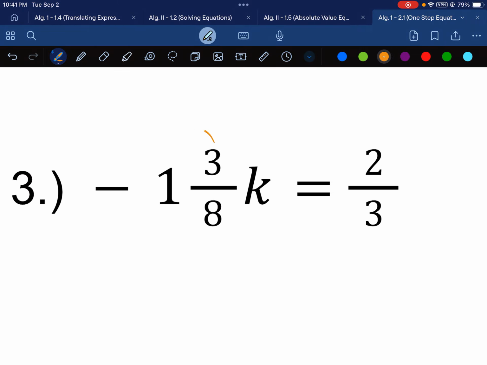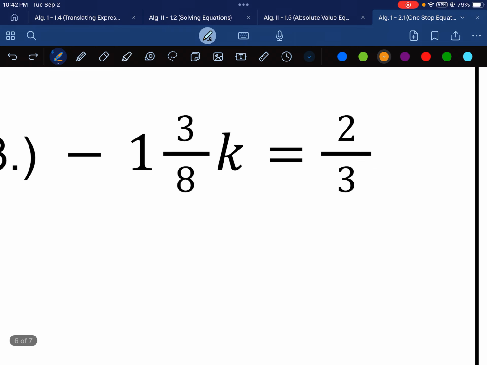Number 3 here, -1 and 3/8 k equals 2/3. So this is a mixed number. In order to actually complete this problem and get rid of the fraction with k, which is our goal, we have to turn this into an improper fraction.